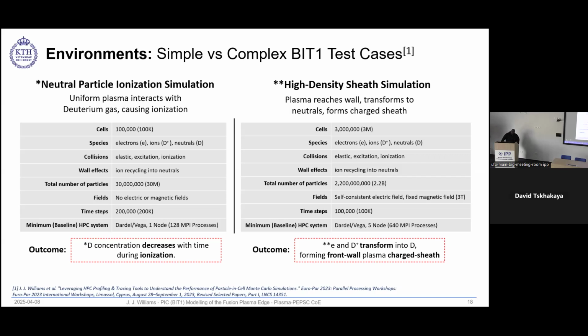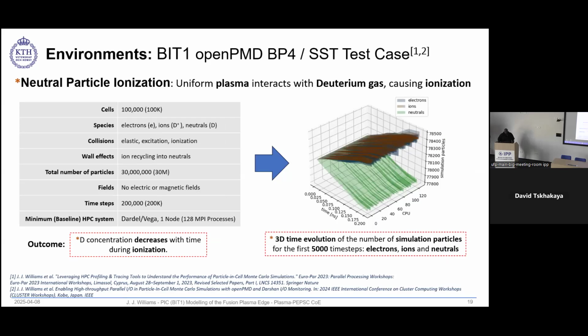And then on the neutral case, you also notice that there are no electric and magnetic fields. Okay, so it's a basic case we use. For the BP4 and SST backend, we use the neutral ionization case, because we wanted to start off with something and then go to the big complex case. Because remember I told you I just need the input file, and then I can send it on any machine in this case.